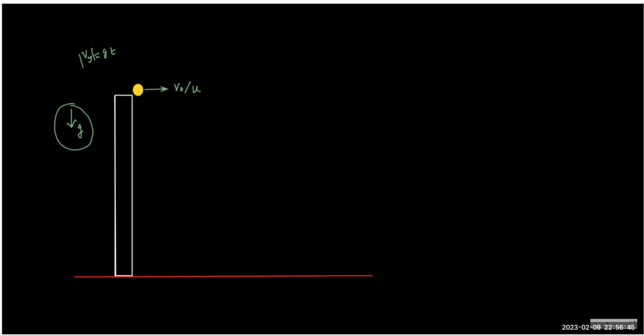So what will happen to V naught once you hit the ground? It will still remain V naught, no? Yes, it will always remain V naught unless some frictional forces come into the picture. If there is no force other than gravity, no frictional force and no other force, the ball will continue moving in the horizontal with V naught.